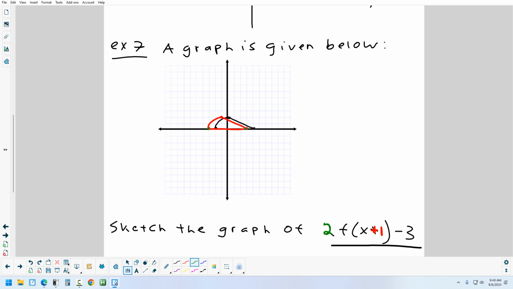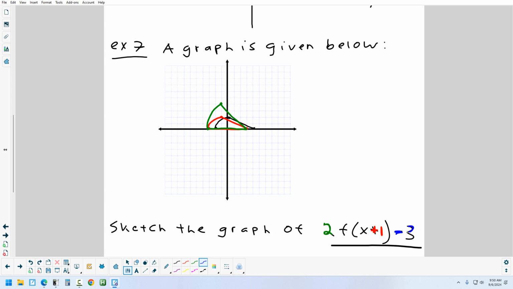Where would that one end up? Yep. Up. It's already up 2 and we're doubling it, so it's going to end up here. So that is a vertical stretch. A ruler would help, but that's the idea. That's a vertical stretch by a factor of 2.